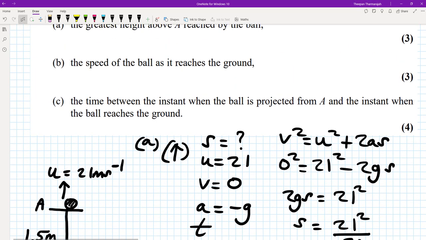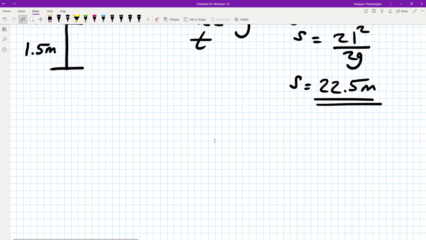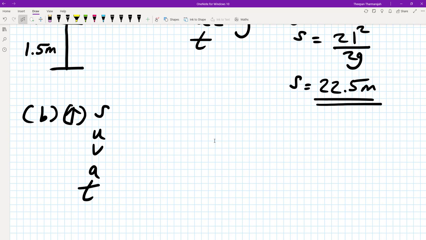Then for part B, it says to find the speed of the ball as it reaches the ground. When it reaches the ground, what we need to realize is we're still going to take upwards as positive. Still going to do a SUVAT. We're taking upwards as positive because the question states that the ball was vertically projected upwards. So U is 21, A is minus G. Now we want to find the speed as it hits the ground. Now don't forget that the displacement, so S must be minus 1.5.